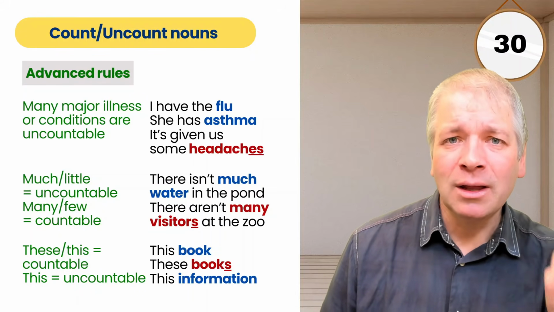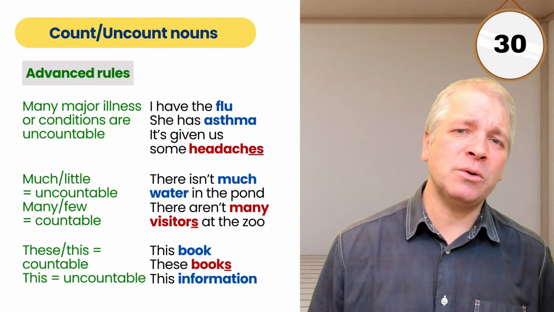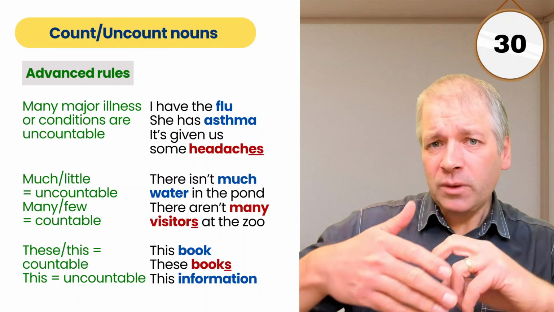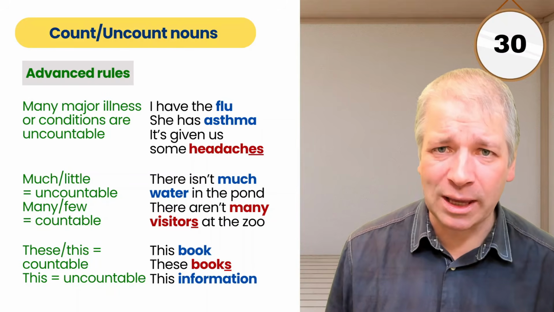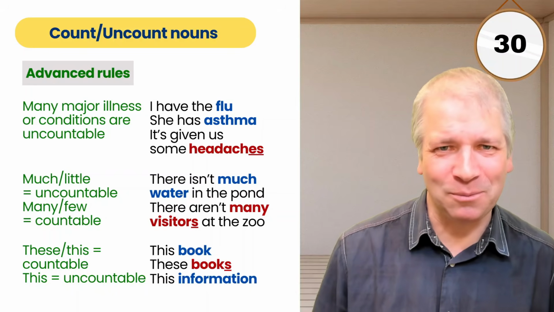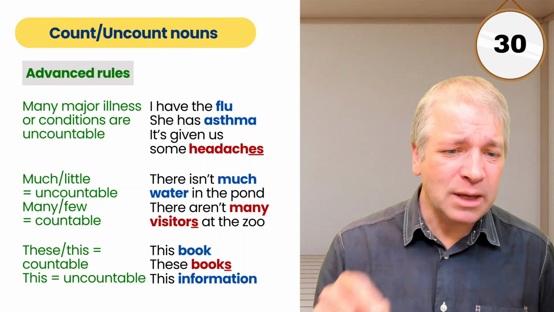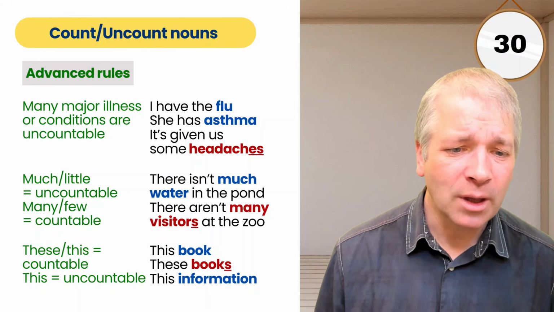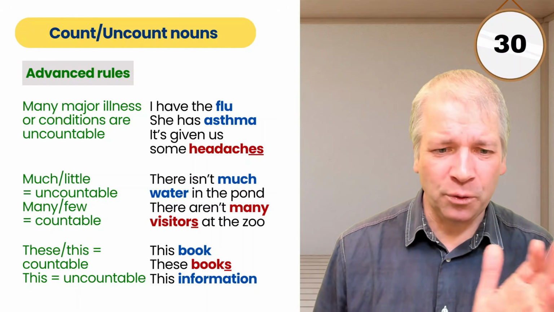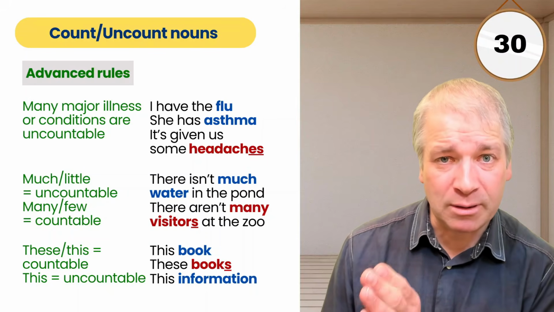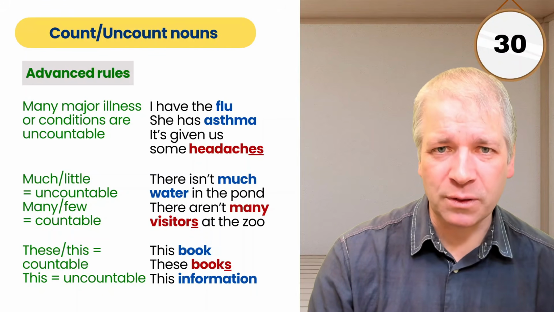Bear in mind with little, little can be an adjective too, and in this case it doesn't affect the noun. If you see some boys and you think that they're quite little, you would say they are little boys. Little does not make the boys uncountable. That's different because little there is an adjective. And finally, these and this could both be countable, but this is uncountable, whereas these is not. So this book or these books, this book is one, these books is many. But information is uncountable, so only use this, don't use these.